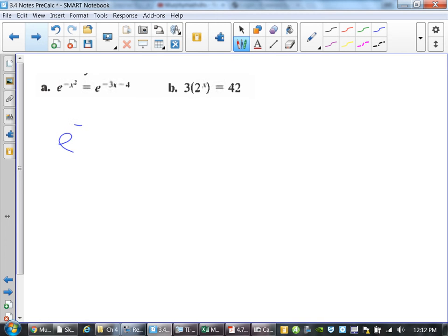So e to the negative x squared equals e to the negative 3x minus 4. How do you solve that? What do you do? Right. You set them equal to each other. Because how do you undo an e? You can natural log both sides, the exponents drop. Or you'll notice, since these have the same base, the exponents have to be equal.